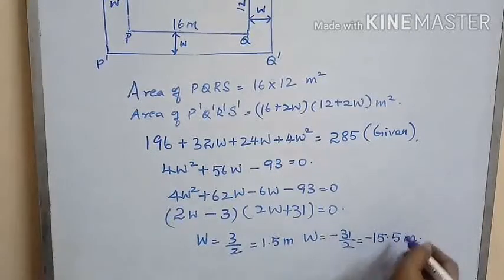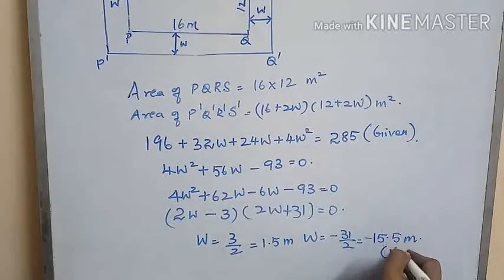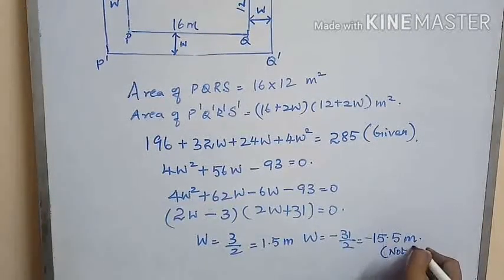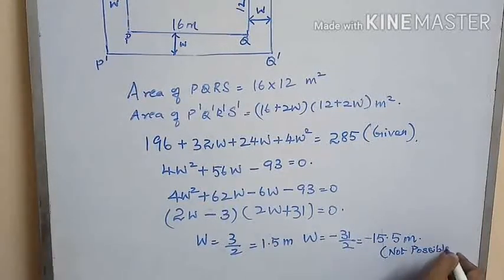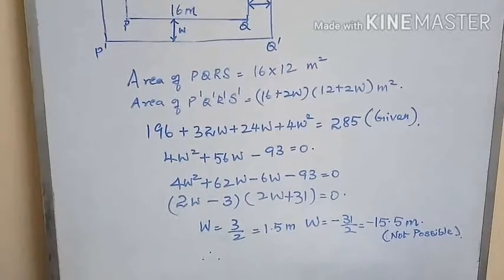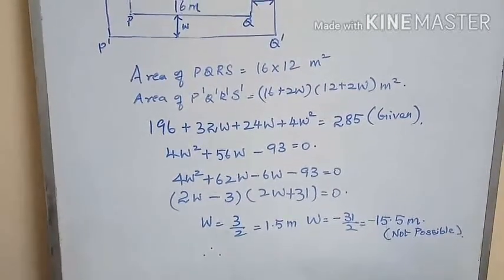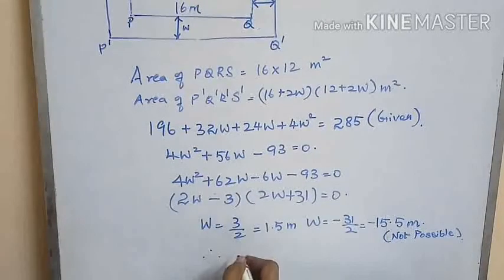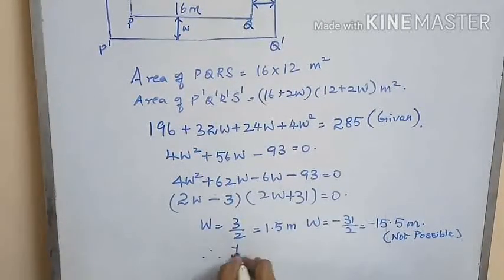meters respectively. But negative value is not possible for a width, so we have to consider the positive value, which is 1.5 meters. Therefore, the width of the pathway is 1.5 meters.